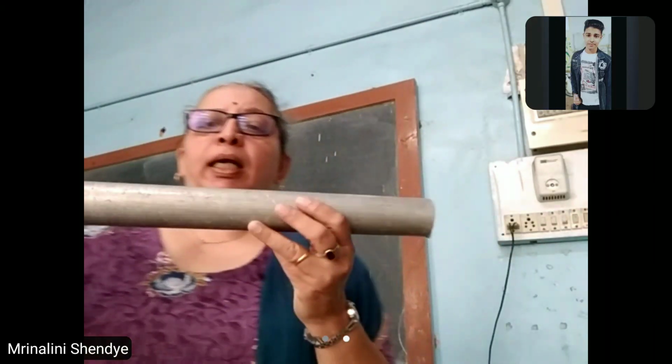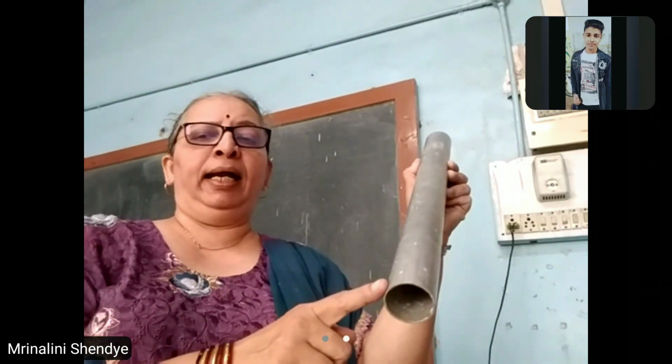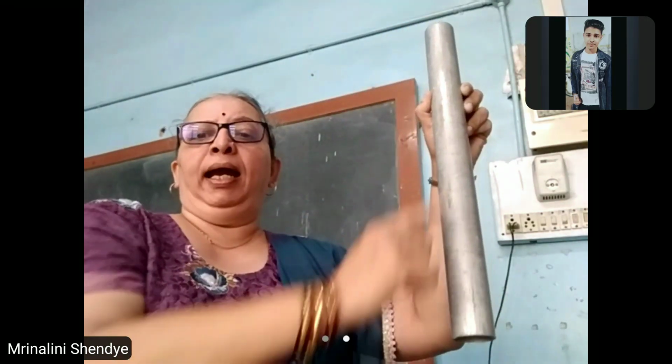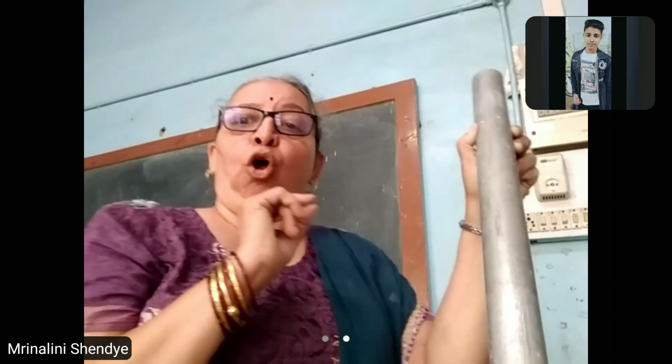Here is a pipe. Initially, it is open at both ends. ये एक end है, ये एक end है. ये pipe में जो air column है, it is a bounded medium. And in the air column, a longitudinal progressive wave can pass.